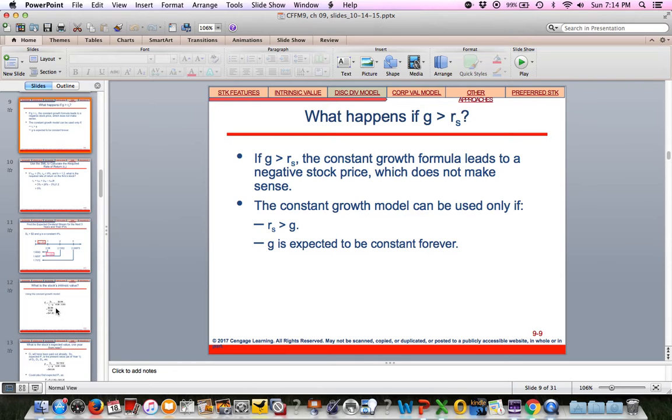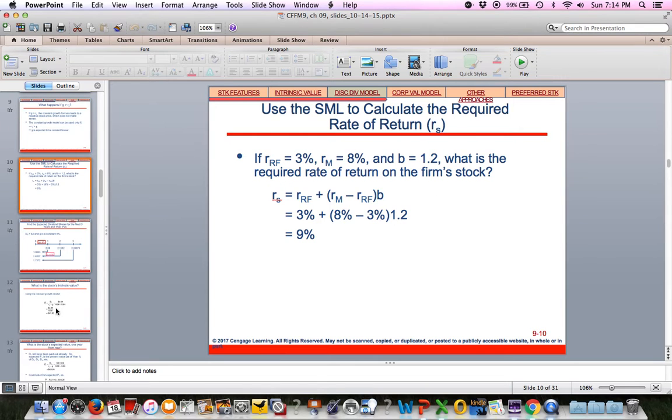So it can only be used in certain situations where we have a dividend growth at a certain amount or a certain rate that's constant forever. So just a few stocks can use it.